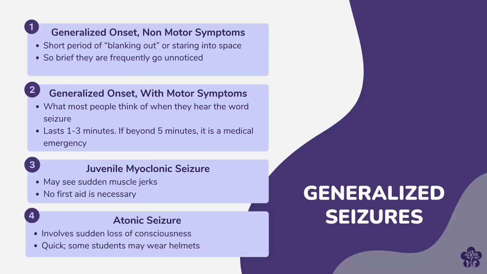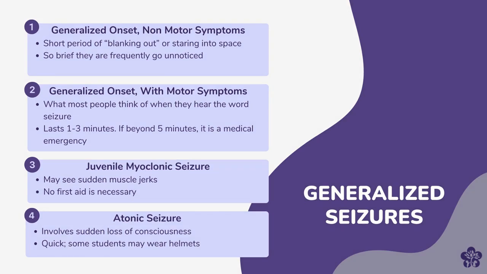A generalized onset non-motor seizure is a quick seizure with a brief lapse of awareness and can last from 1 to 10 seconds. It looks like daydreaming or that the student doesn't want to pay attention in class. It can occur in clusters, and no first aid is necessary here.